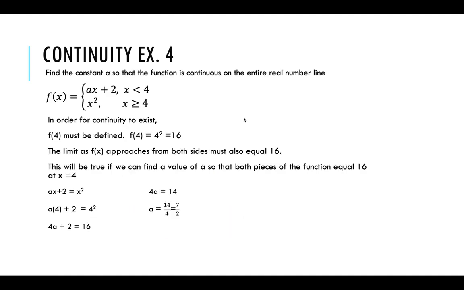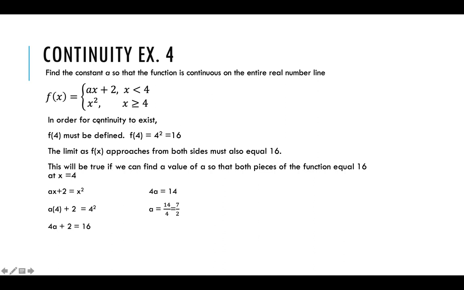All right, let's look at another example. We're going to find a constant a so that the function is continuous on the entire real number line. And so we have f of x equals ax plus 2 for x less than 4 and x squared for x greater than or equal to 4. In order for continuity to exist, f of 4 must be defined. Well, f of 4 is equal to 4 squared, which is 16, so it's certainly defined. The limit of f of x approaching from both sides must also equal 16. This will be true if we can find a value of a so that both pieces of the function equal 16 at x equals 4.